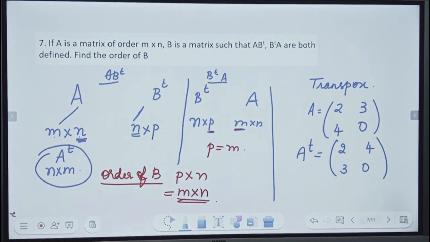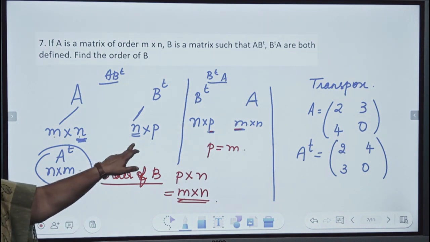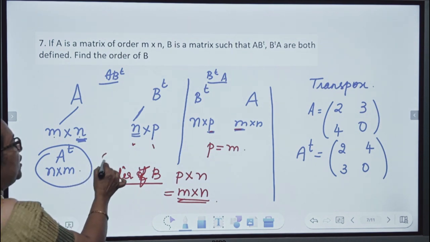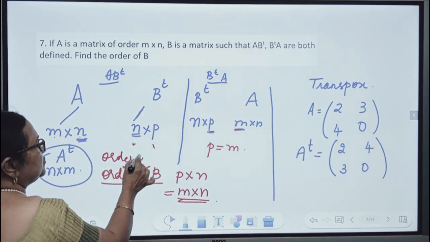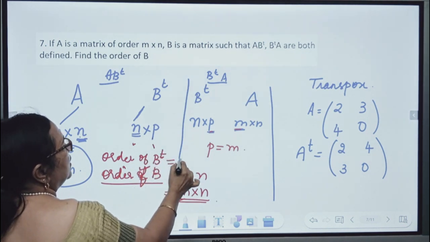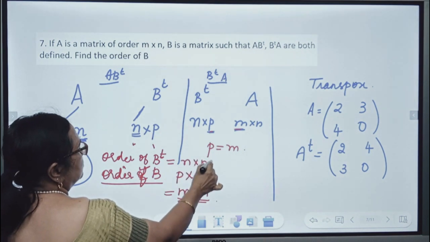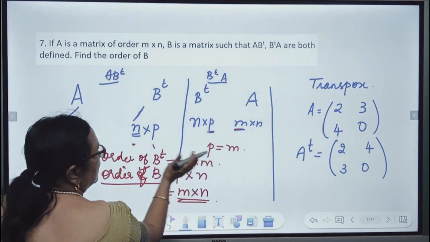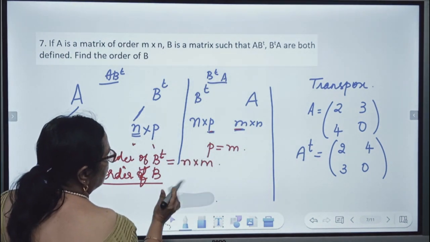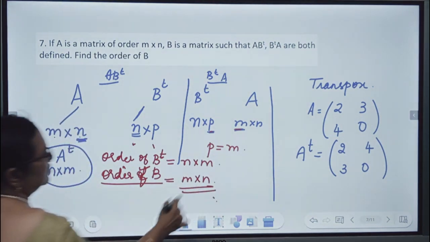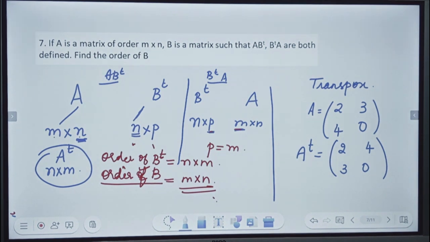I need to know B transpose. I already know it is N. And I now know P is M. So the order of B transpose is nothing but N cross M. So the order of B will be nothing but M cross N. Is it clear?